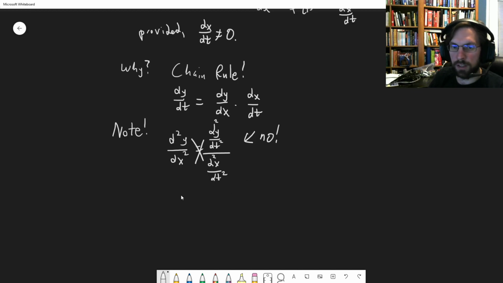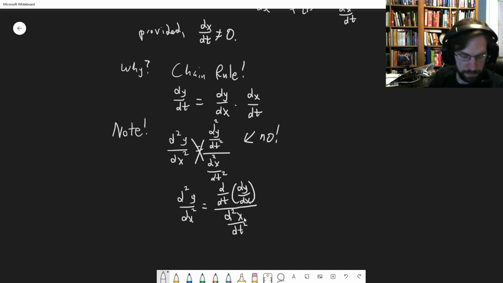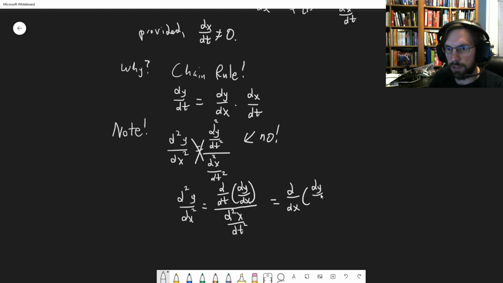The second derivative is equal to the derivative with respect to t of dy/dx, divided by dx/dt. The way to think about this is you are really taking d/dx of dy/dx. And this is accounting for the chain rule the same way that we use the chain rule up here. Okay, so let's look at an example.